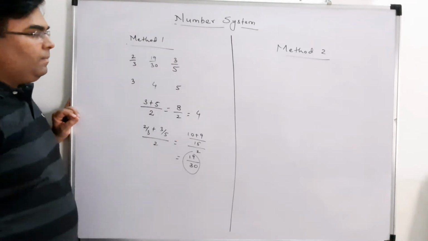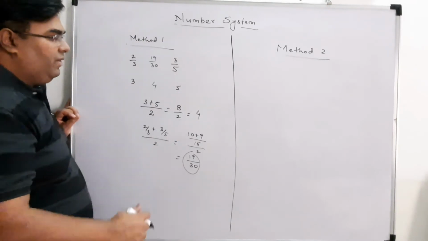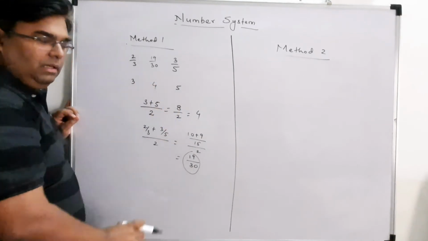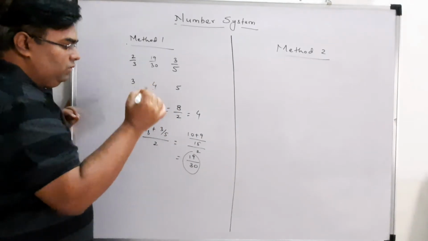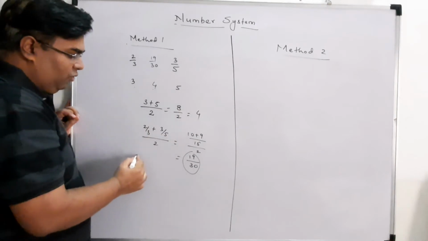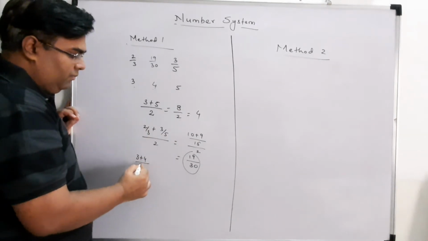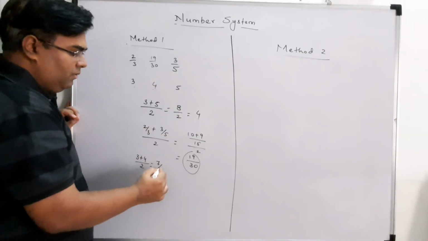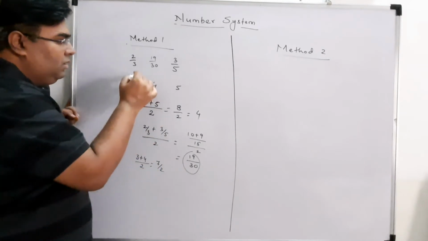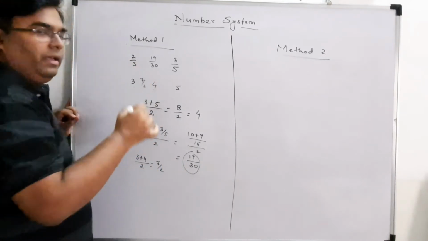Now we want more numbers, so we can do the same method with these two. If you add 3 plus 4 by 2, you will get 7 by 2. So your 7 by 2 is here.